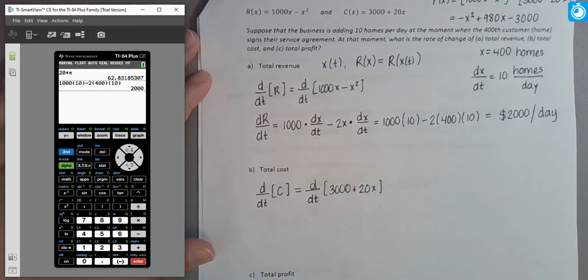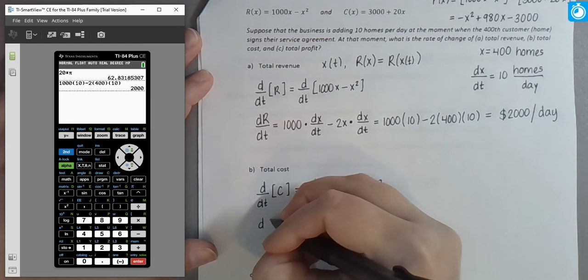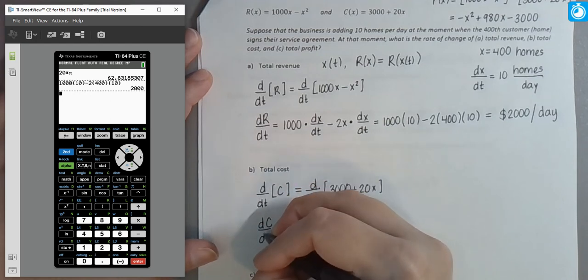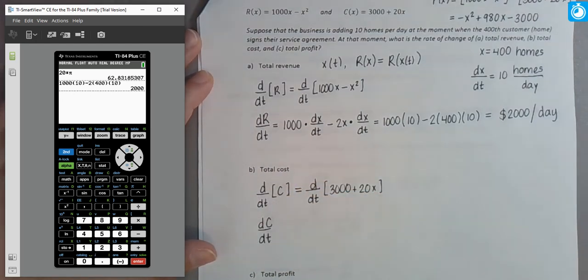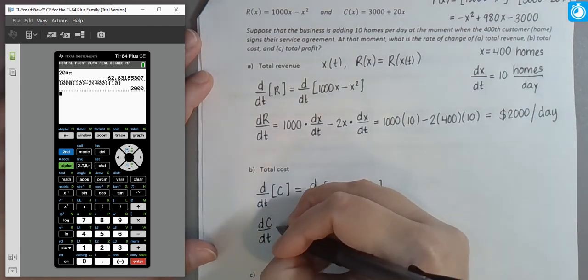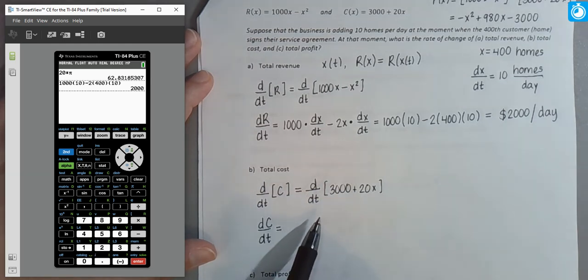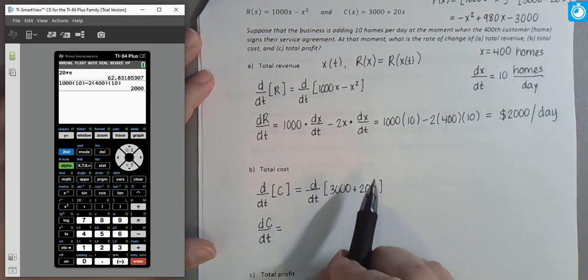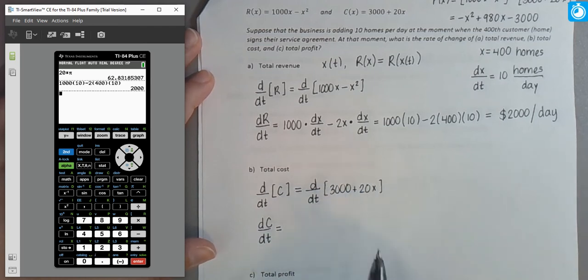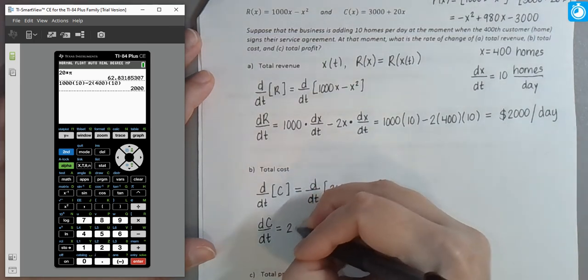Okay, so our left-hand side, the derivative with respect to t of cost, well, that's just dC/dt, the unknown we want, the change in cost with respect to time. Now we apply our derivative rules over here. Now notice this one's a constant. It goes to 0, which means you don't have to worry about multiplying by any type of derivative. 0 is just 0. Now here, 20 times x, take its derivative, so that's just going to be 20.